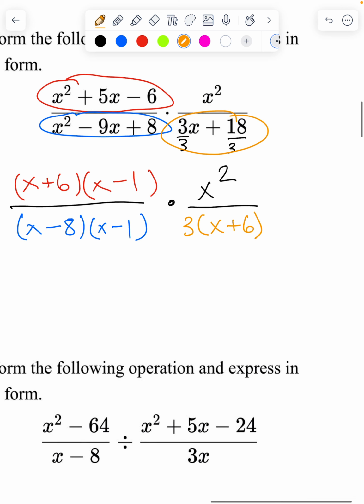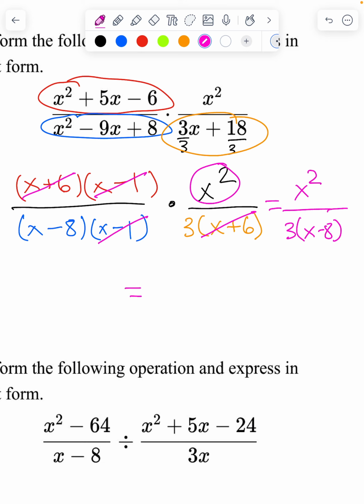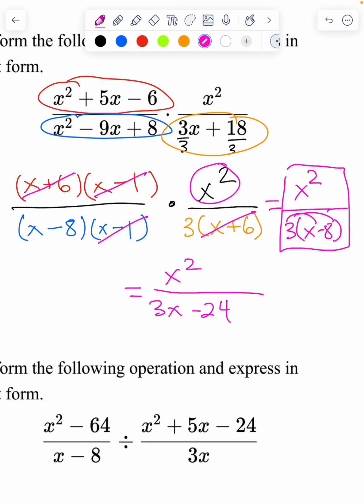Now, once I've factored all of that out, I'm going to see if there's anything that will cancel. So I'm looking for things on the top that are on the bottom. So I got x plus 6 and an x plus 6. I have an x minus 1 and an x minus 1. So on the top, the only thing that's left is just the x squared. And then on the bottom, I'm just going to write it as 3 times x minus 8. Now, you could also write it, this would be totally fine, as 3x minus 24. But I like this answer better.